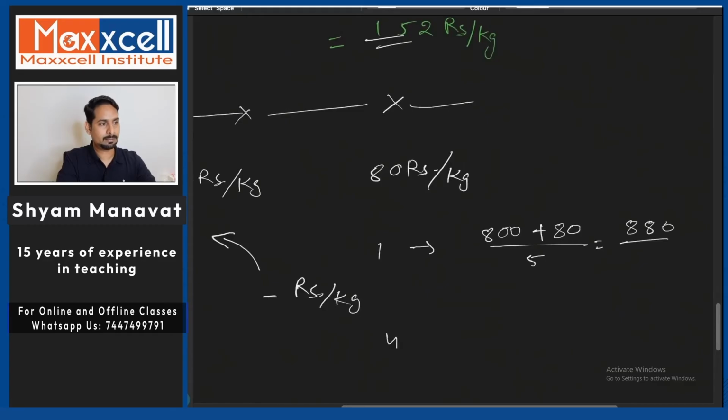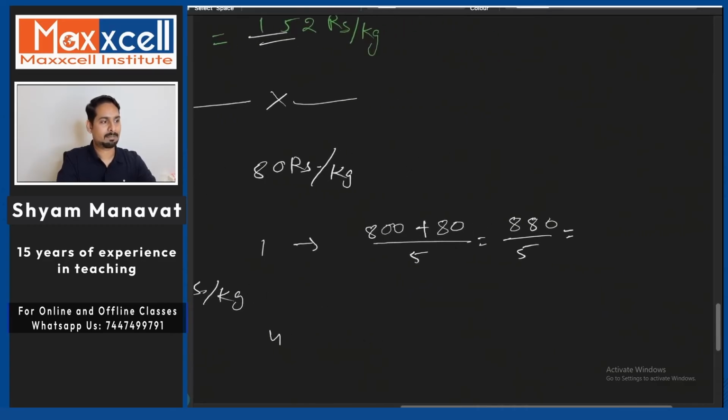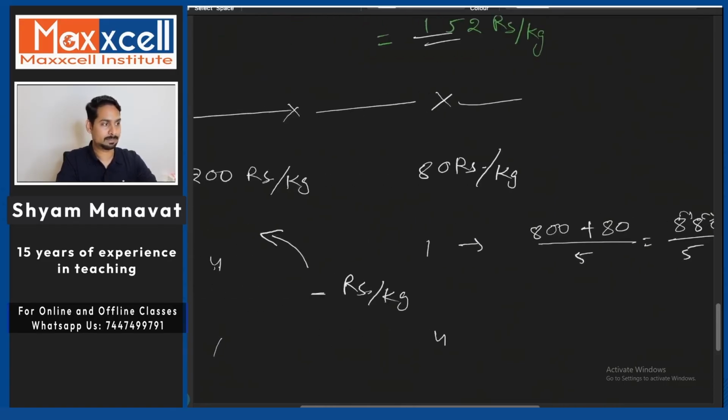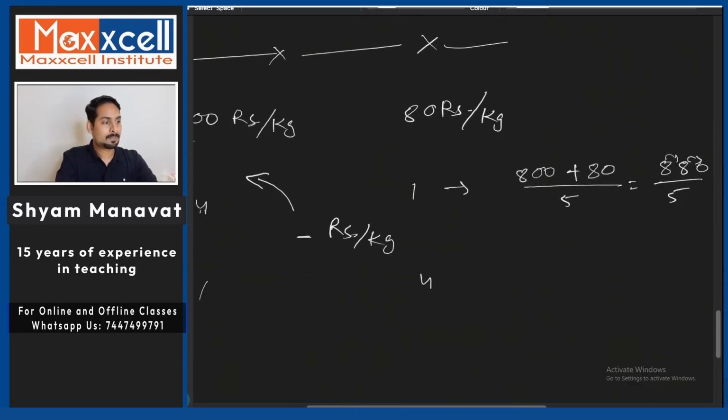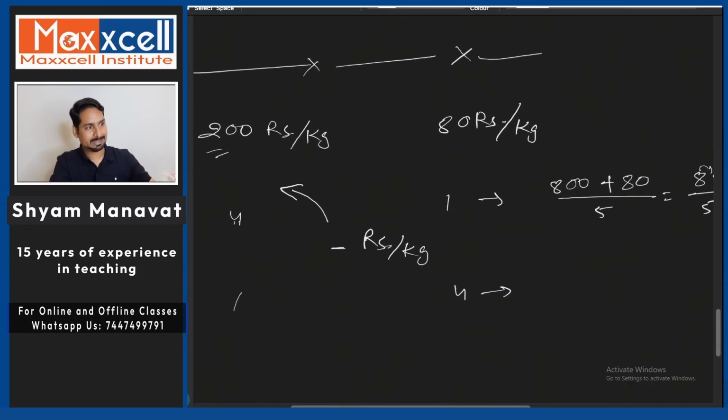What is that? 880 by 5. If you calculate, what will you get? 5 ones are 5, 5 7s are 35, yeah, 3 here, and then this is 6 here. So 176 rupees per kg, right? You can see this value is more closer to 200, correct? And so this is just a point of view. I wanted to tell you because sometime in the next lecture, if I use this and try to explain this, you should be clear with it.